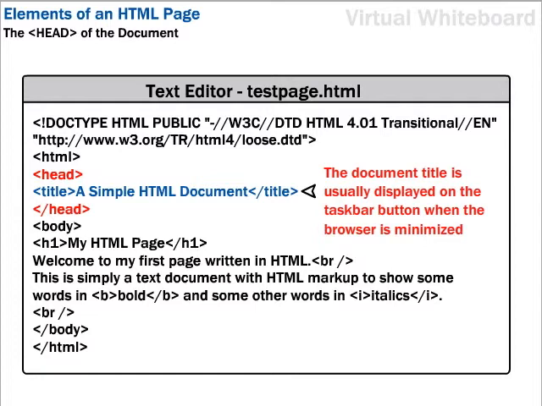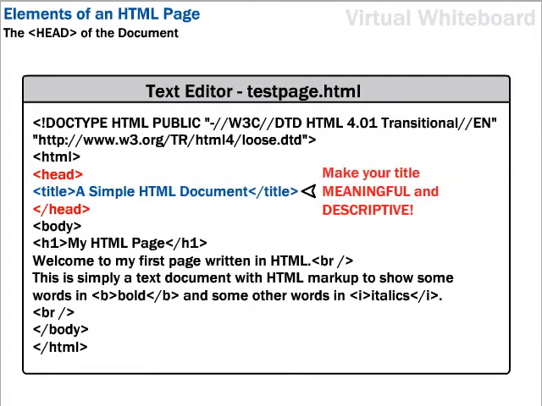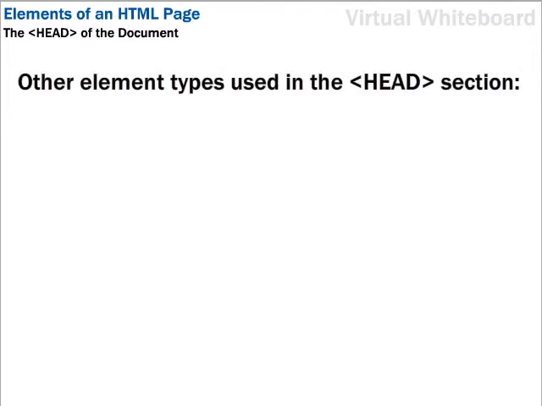Most browsers, when minimized, display the title of the current document on their icon or taskbar button. It's important, therefore, to choose a meaningful and descriptive title for each page that you create. Many other element types are used in the head section of a document, including link, meta, and script elements. Although we don't give an account of them here, they are described throughout the book as they occur.